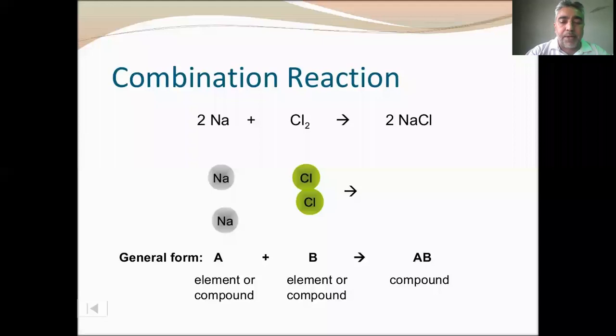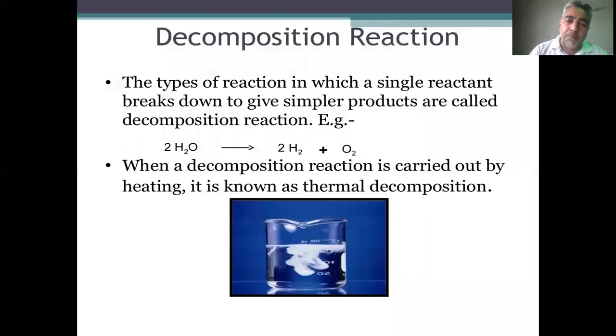General form: A plus B form the compound AB. Element or compound, that may be A or maybe B, and form the next compound, that is the combined form, and that is combination reaction.